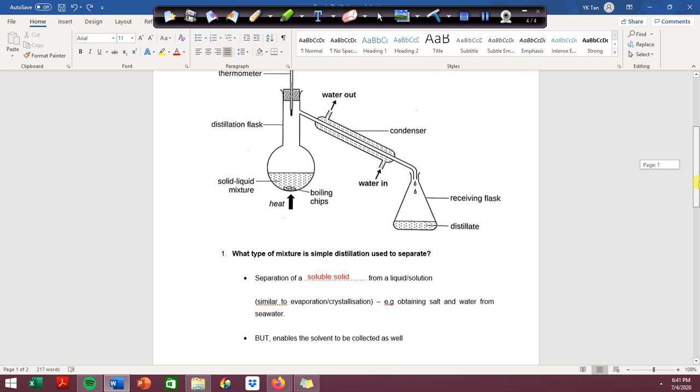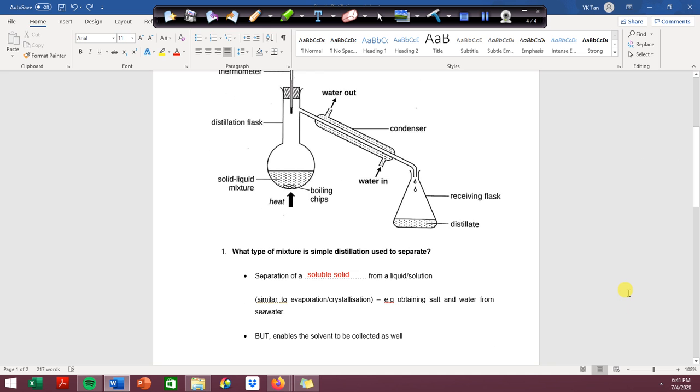Okay, so firstly, what type of mixture is simple distillation used to separate? Now, similarly to evaporation and crystallization, simple distillation is used to separate a soluble solid from a liquid or a solution. So for example, simple distillation allows me to obtain both salt and water from seawater.